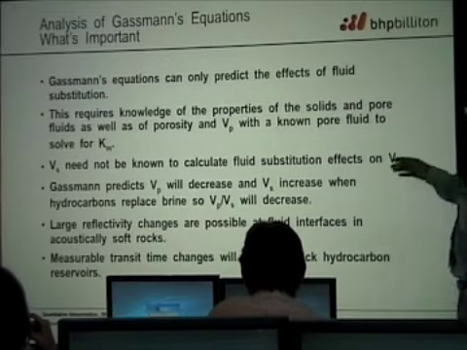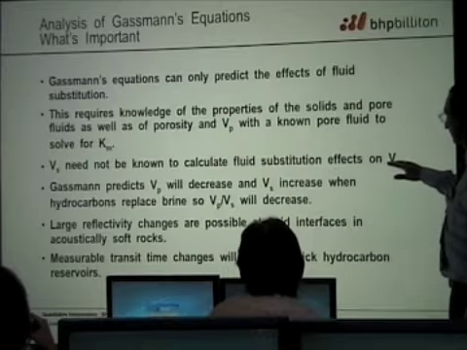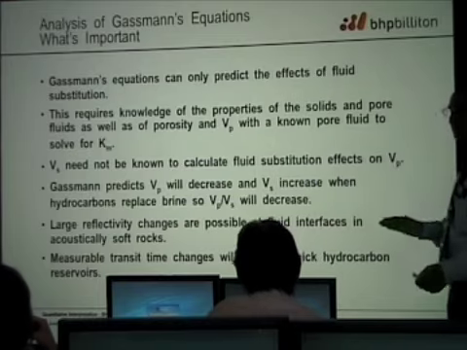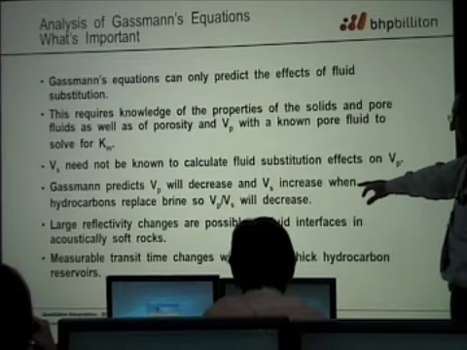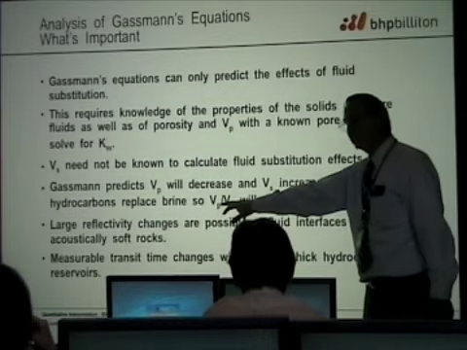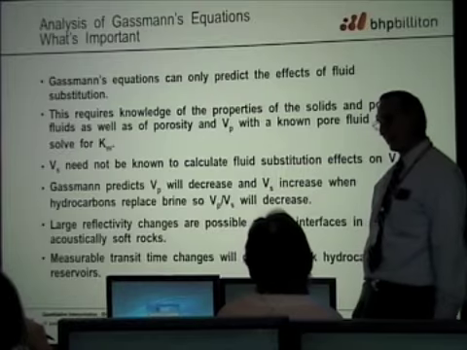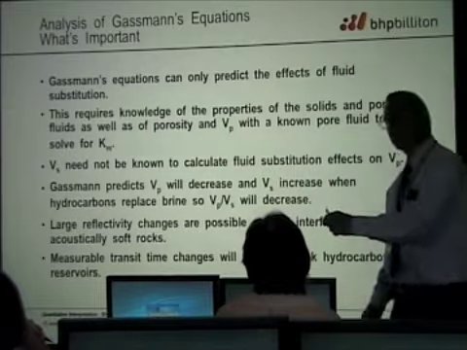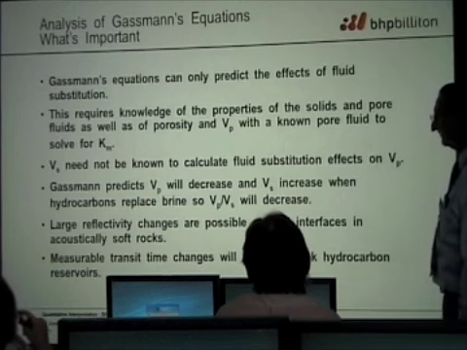VS need not be known to calculate the fluid substitution effects on VP to within reasonable accuracy. Gassmann predicts VP will decrease and VS will increase when hydrocarbons replace brine. This is important. VP over VS will decrease when I substitute the hydrocarbons in there. For AVO, that's going to turn out to be an important statement.